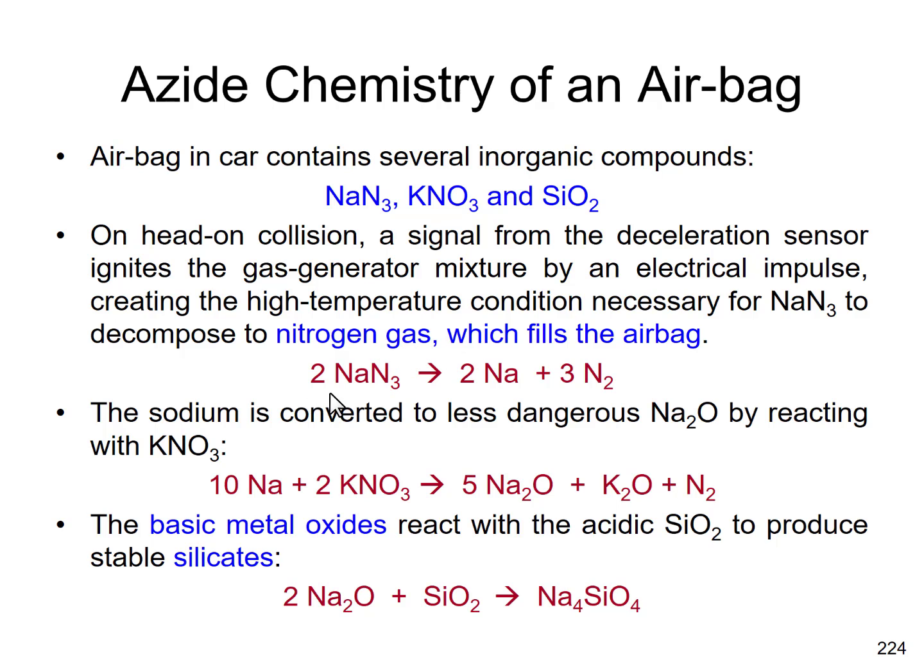The simple decomposition of sodium azide into sodium and 3 equivalents of dinitrogen is shown here. Subsequently, the sodium is converted to less dangerous sodium oxide by reacting with potassium nitrate. So 10 equivalents of sodium react with 2 equivalents of potassium nitrate to form 5 equivalents of sodium oxide, potassium oxide, and dinitrogen is released again.